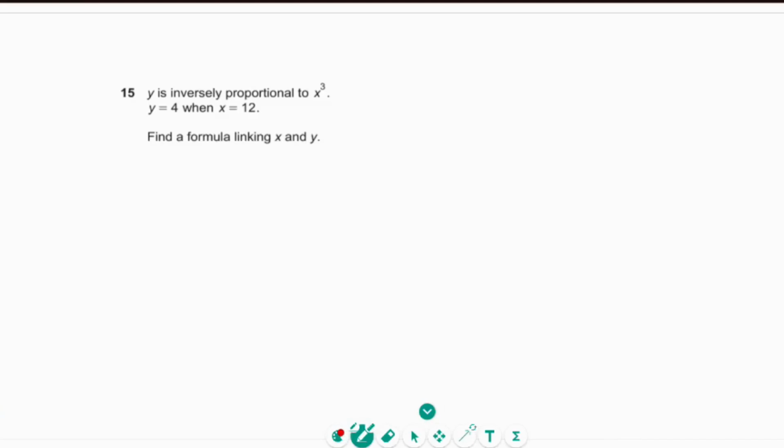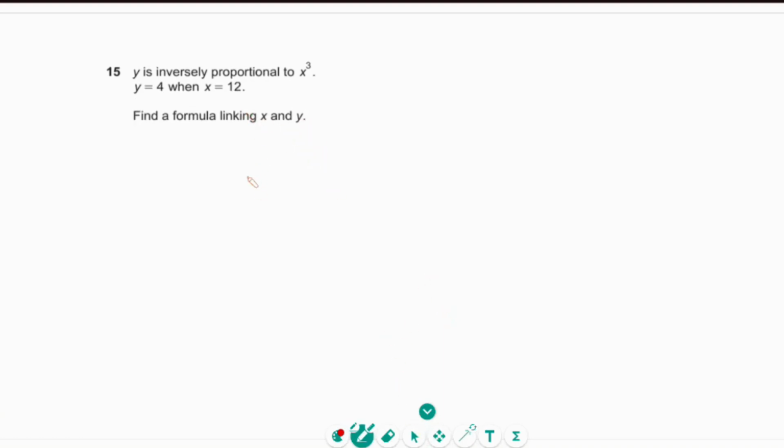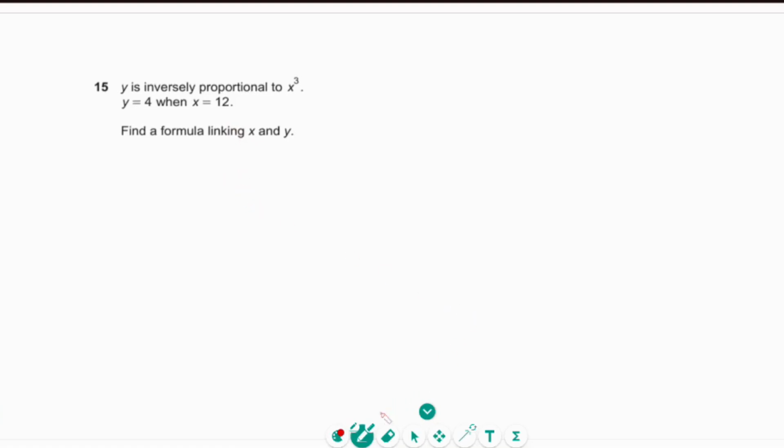y is inversely proportional to x cubed. y equals 4 when x is 12. Find a formula linking x and y. y is inversely proportional to x cubed, so y equals k over x cubed. Let's sub in these values to work out k, our constant of proportionality.